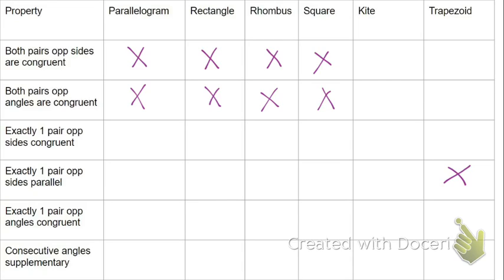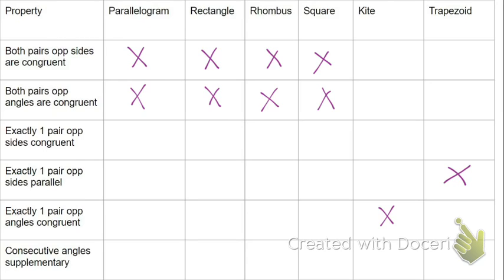Exactly one pair of opposite angles are congruent. Well, again, it's not going to work for any of our parallelograms because that would need both sides. In a kite, you do see exactly one pair of opposite angles congruent between the pairs of non-congruent sides. Again, that's not something you'll generally see in a trapezoid.